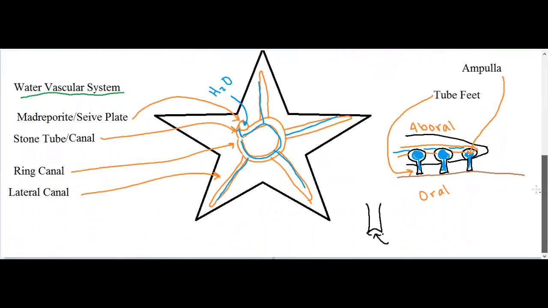When we look at the water vascular system, you will have water entering through the madreporite or sieve plate. It will travel down the stone canal to the ring canal. The water then travels out through the lateral canals where it fills the ampulla. These muscular ampulla contract to force water into the tube feet. The tube feet are used for locomotion. They are used for sensory purposes, and they are also used for grabbing onto food sources, which we will cover in the next video.